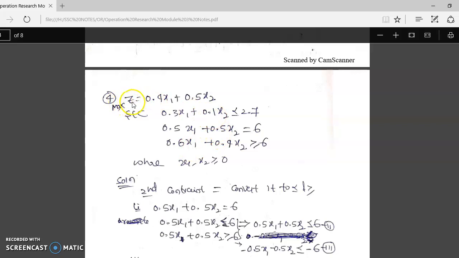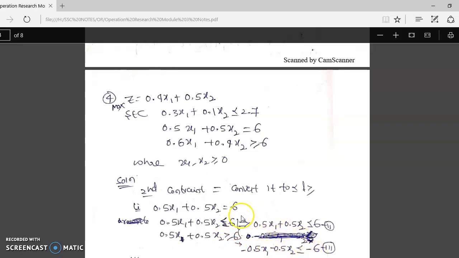Then the fourth example, just look here. The maximum is already there, keep it as it is. The first constraint, keep it as it is because it is less than. But the second constraint is equal. As we know, whenever an equal symbol is there, it should be converted into two equations. How are we converting? One is less than and one is greater than. Less than we keep as it is, but greater than we must convert into less than, so multiply the entire equation by -1, and we get this.